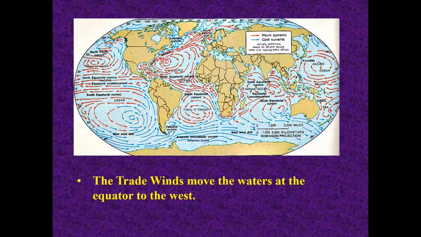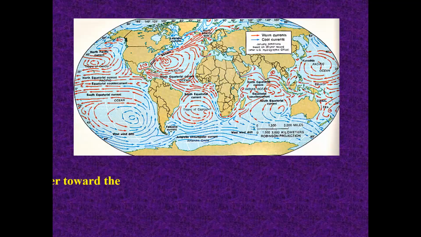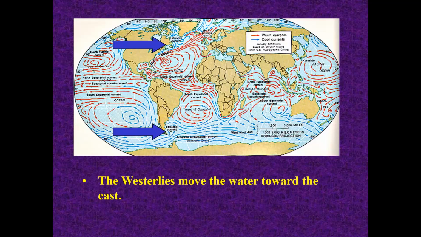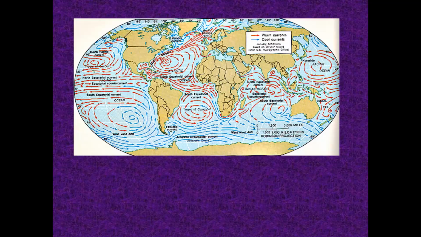The trade winds move waters at the equator to the west. So it's just a bit of a review. To the west. And the reverse, the westerlies move water toward the east. From the west to the east. And you can see the colors here, warm and cool waters.